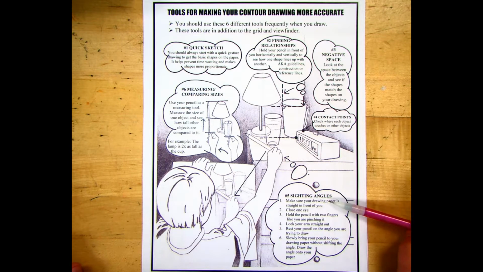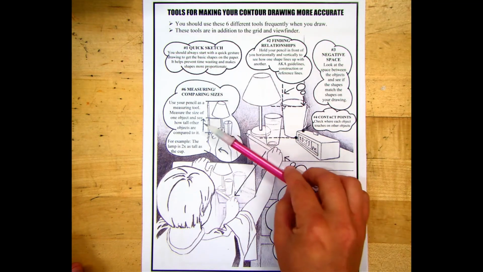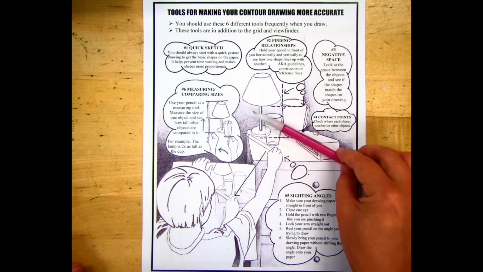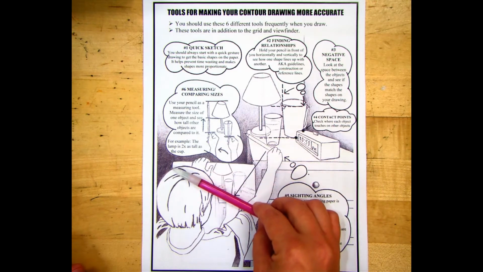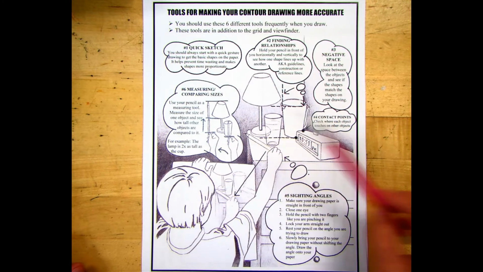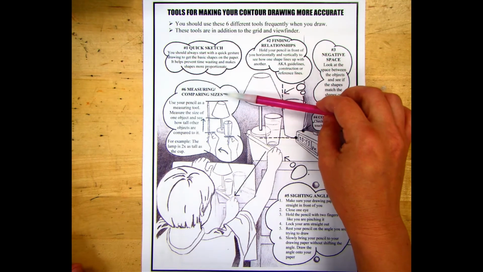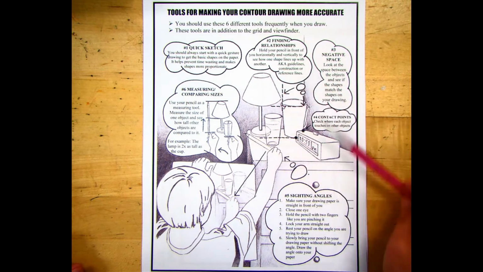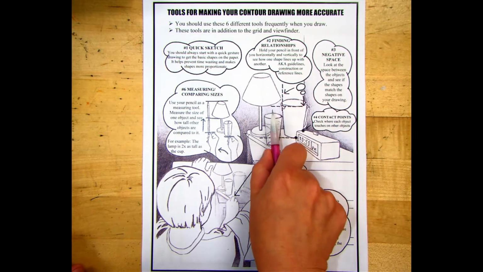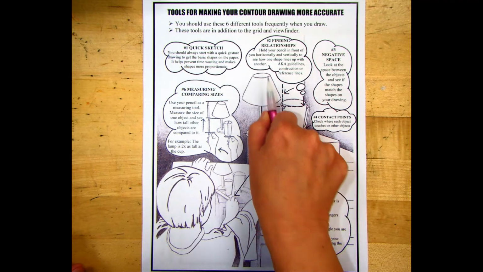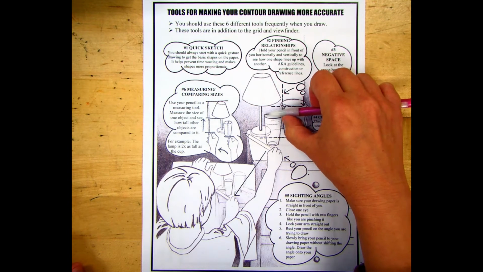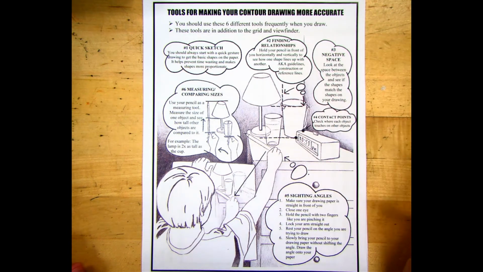And then sighting angles is using your pencil to rest on angles between shapes or on actual shapes, and then holding and dropping that angle onto your drawing paper. And number 6, measuring and comparing sizes, is finding something that's smaller as a unit of measurement and comparing everything else to it. So you could use the height of the glass and compare it to everything else inside of the still life, or it could be the width of the glass, but it would be one of the items inside of the still life.